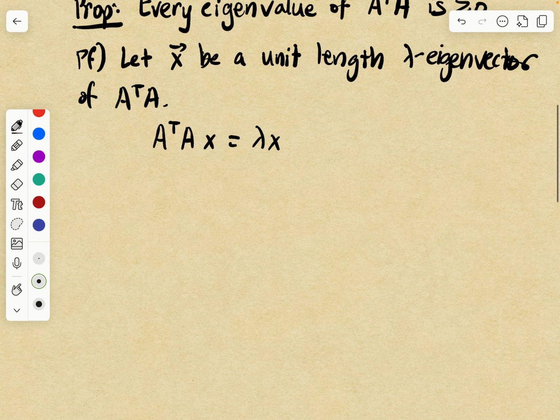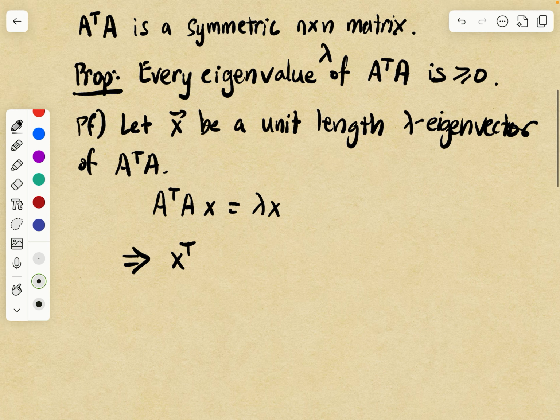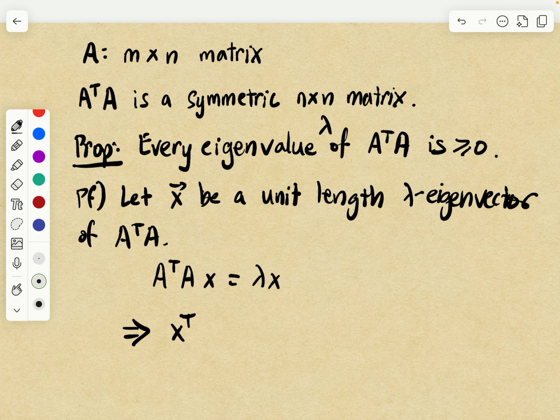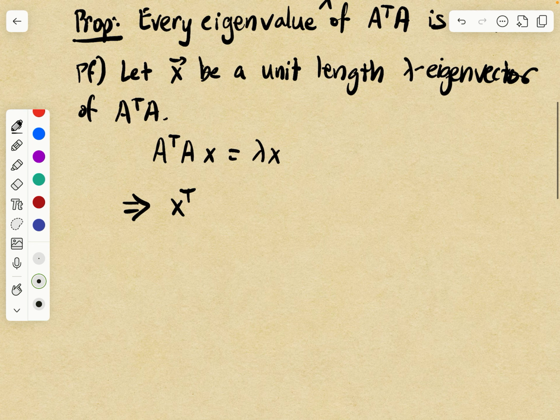Now the trick is to multiply both sides on the left by x transpose. Okay, and you can check that the dimensions are going to work. So A transpose A, by the way, it's an n by n matrix, right? So x is some vector in Rn. So x transpose is the 1 by n matrix. So this is an allowable operation. x transpose A transpose A x equals x transpose lambda x.